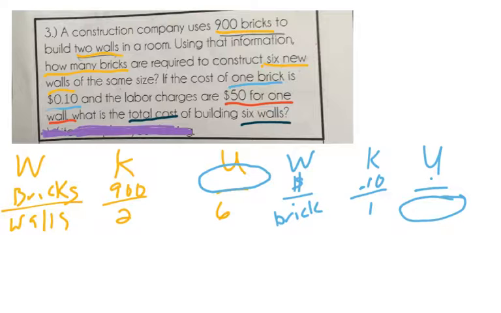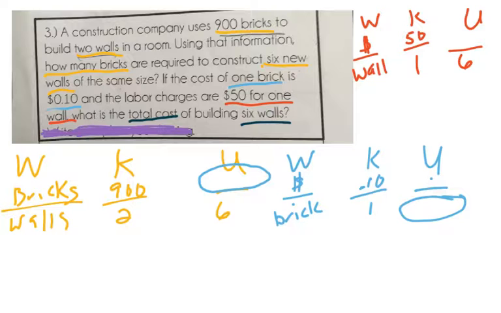And then you know this other WKU, we're talking about dollars per wall, right? And we said it's $50 for 1 wall. Well, you know how many you're building. You're building 6. So you need to figure that cost out.